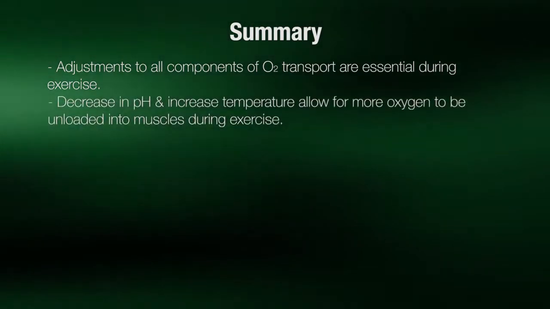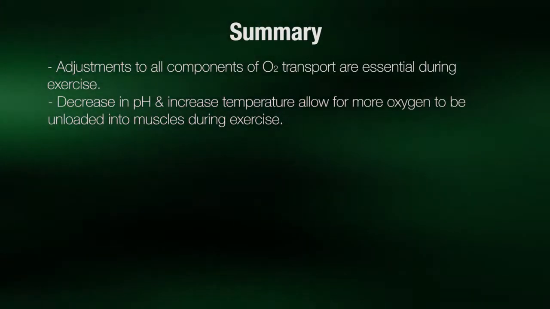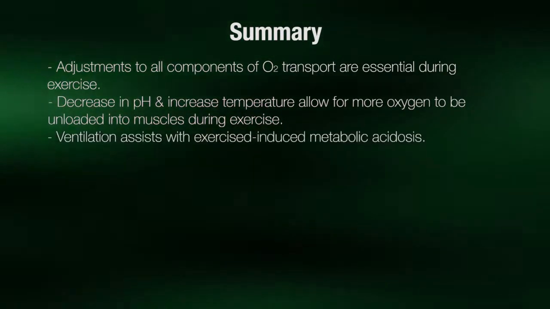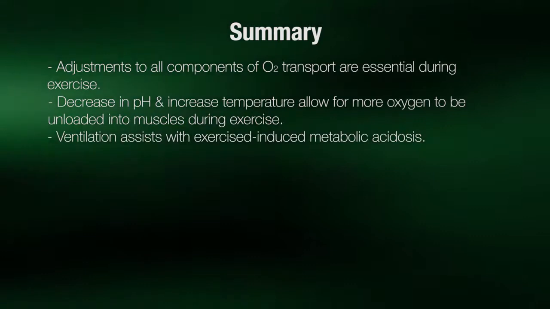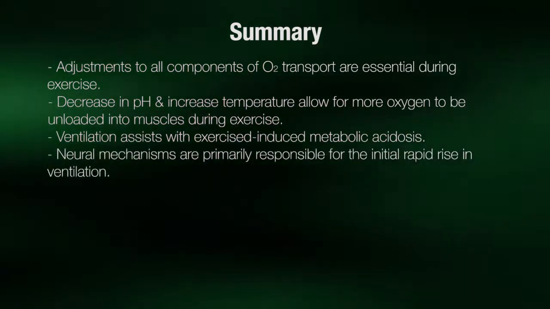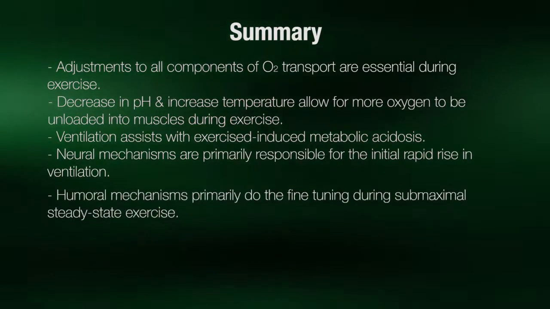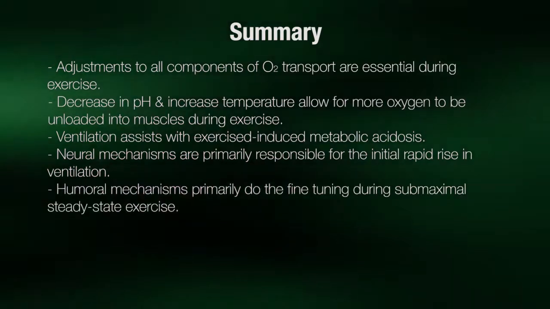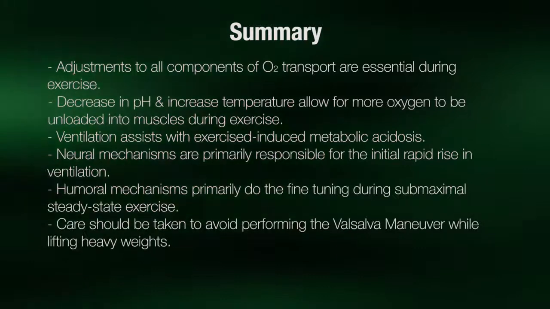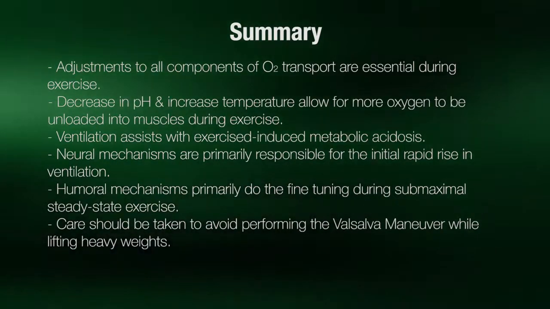A decrease in pH and an increase in temperature allow for more oxygen to be unloaded from hemoglobin into muscles during exercise. Ventilation also assists with exercise-induced metabolic acidosis. Neural mechanisms are primarily responsible for the initial rapid rise in ventilation, while humoral mechanisms do the fine-tuning during submaximal steady-state exercise. Care should be taken to avoid performing the Valsalva maneuver while lifting heavy weights.